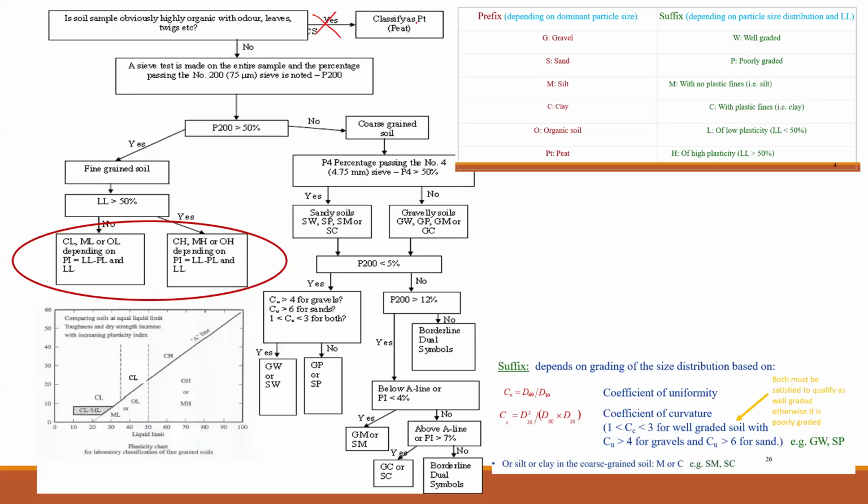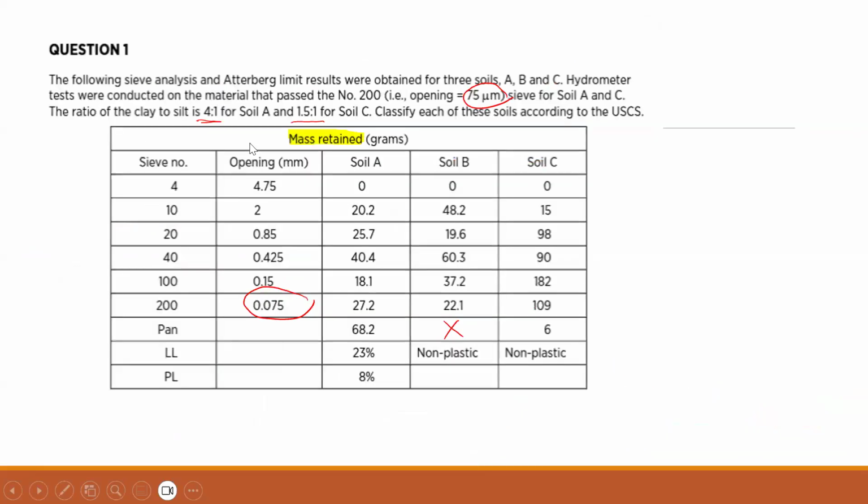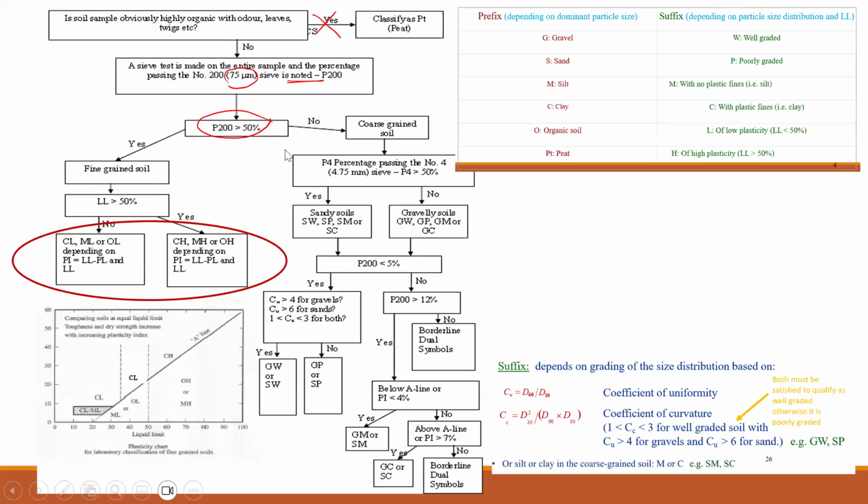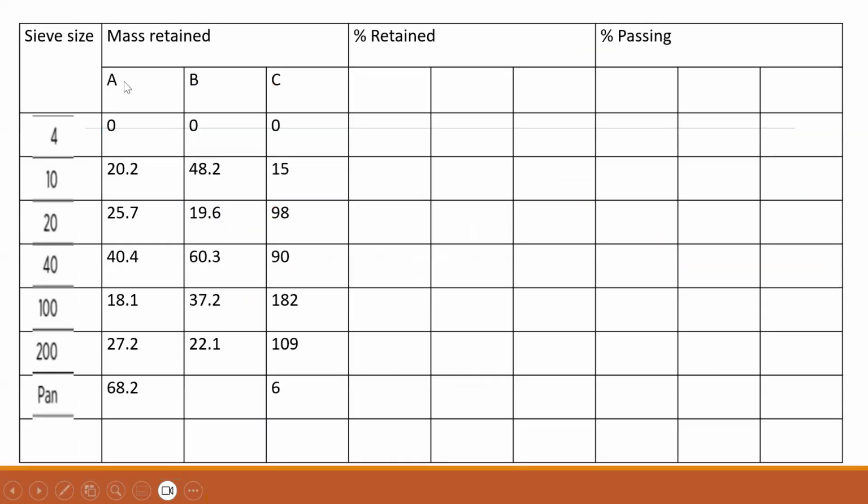So now we need to find out how much. As a sieve test is made on the entire sample and the percentage passing through the 75 micron sieve, we find out whether it is more than 50% or whether it is less than 50%. If you go to our sample, our readings here, we are now looking at this one. Passing through, they have given us the mass retained, but here we need to find out passing. So we'll first need to calculate the passing.